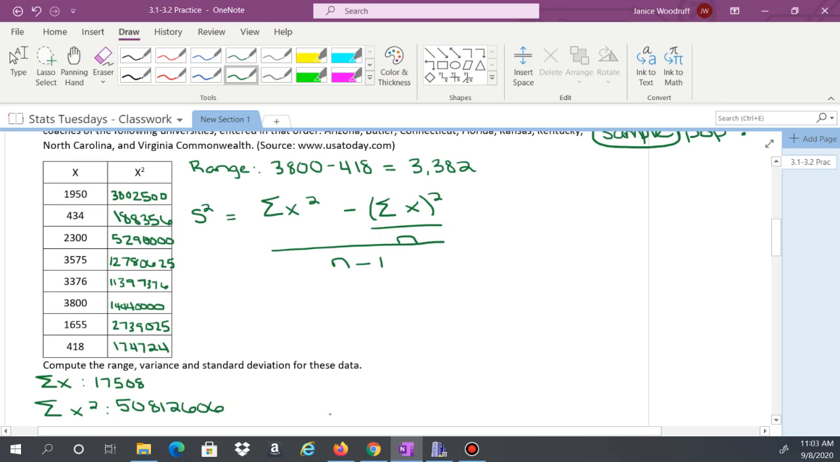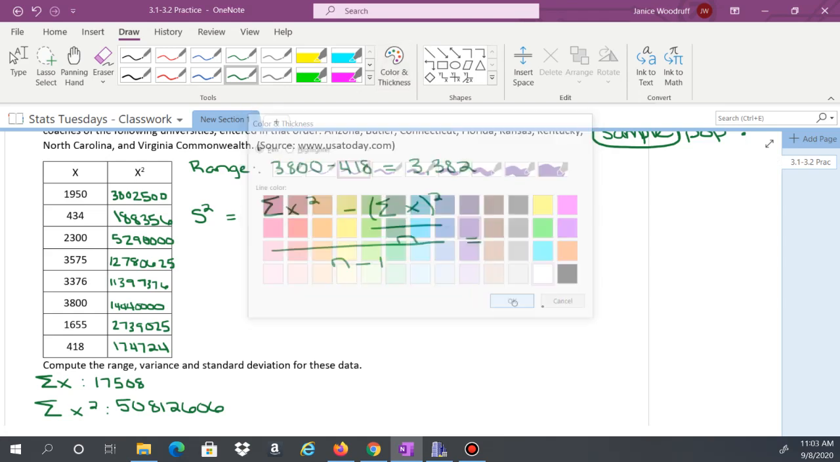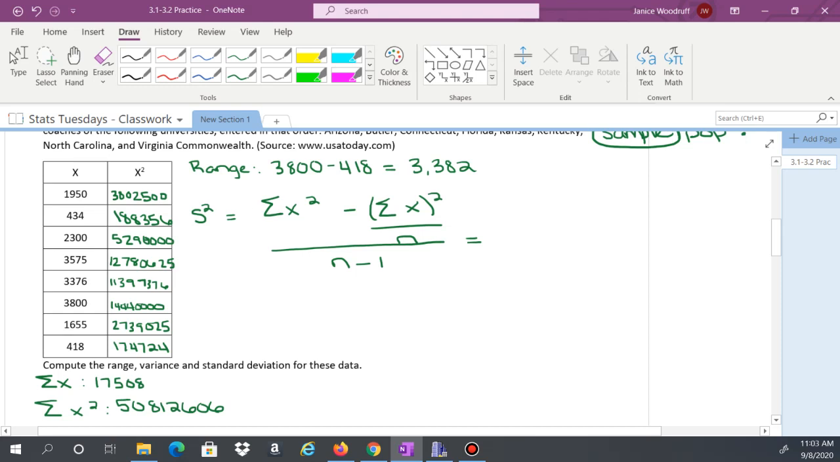All right, so notice it is very tricky with these. With the numbers, you could possibly hit the wrong number. You always want to double check that. That's why we do it in our calculator too, but I want to show you how to do it this way first. All right, so let's go to plugging these numbers in. So we have the sum of x squared. That's going to be this number here.